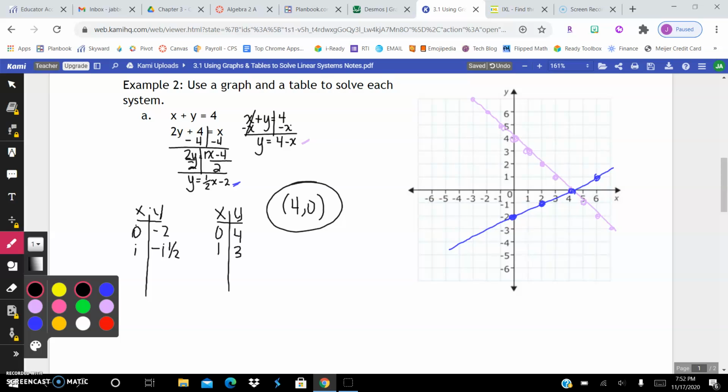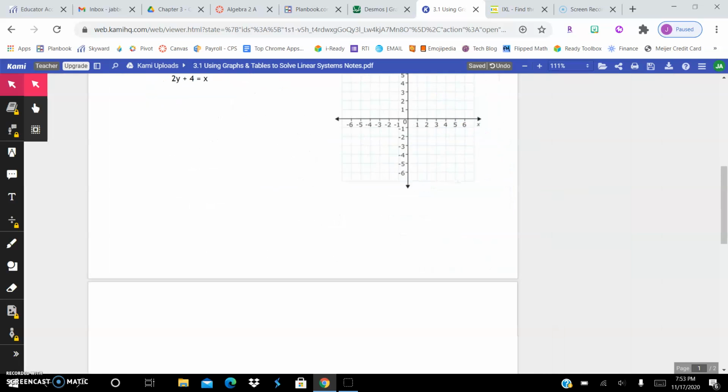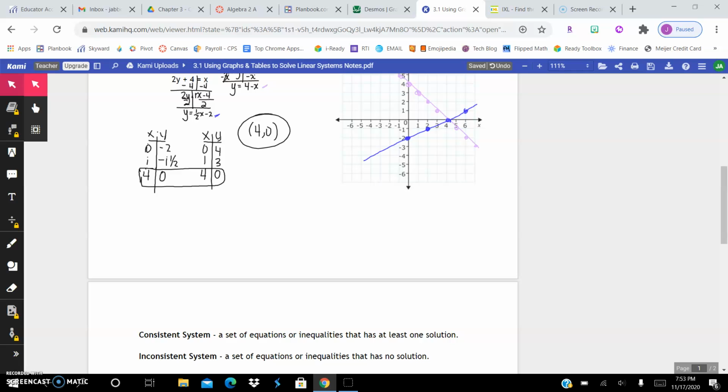Well, we already figured that out in the graph. So if I plugged 4 in for x, 1/2 of 4 is 2, and then 2 minus 2 would be 0. And then if I plugged it in the other one, I would have 4 minus 4, which is 0 as well. So then you can see they match at (4, 0), which was our answer. So I suggest using the graphs. I think it's quicker and easier, but totally up to you which way you want to go.